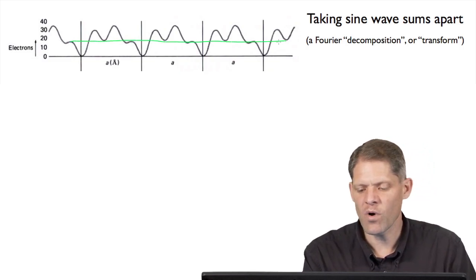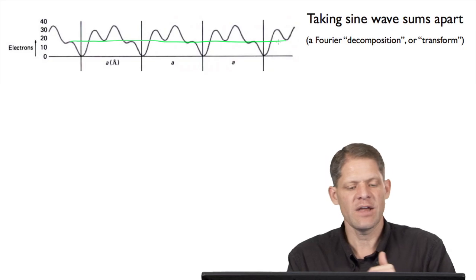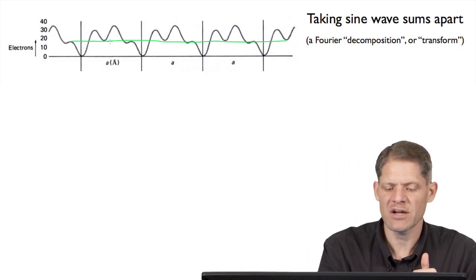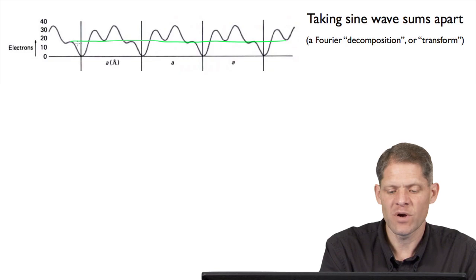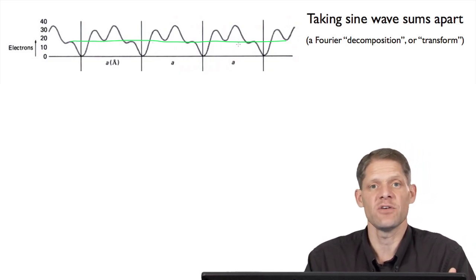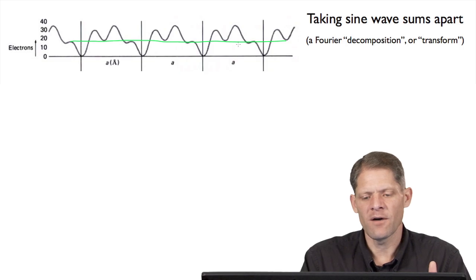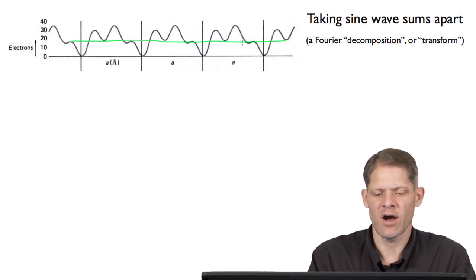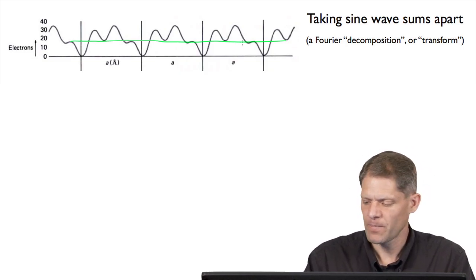So if you just had one sine wave that you could use to approximate this complicated form, the best one to pick is one that goes right through the middle, which represents the average value of the density across that region.